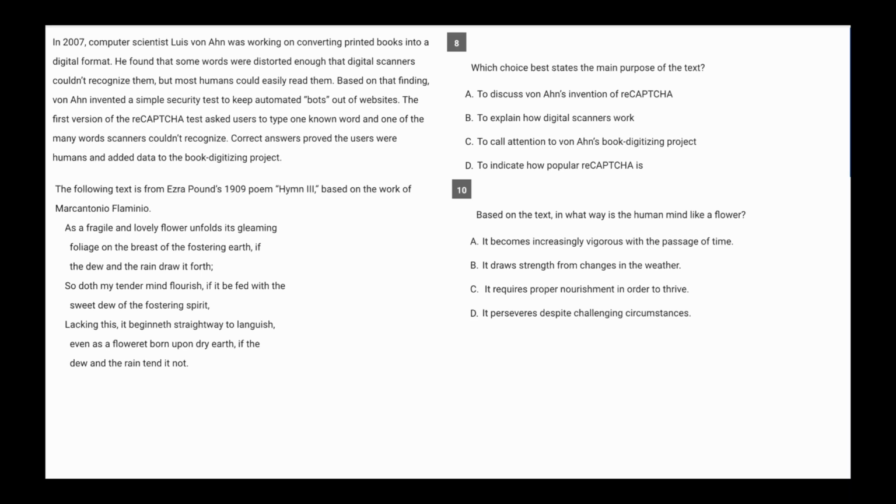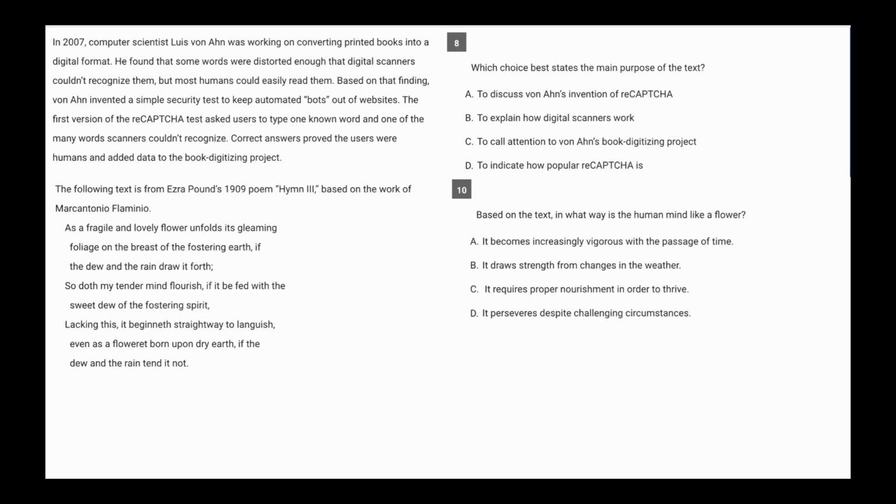As a fragile and lovely flower unfolds its gleaming foliage on the breast of the fostering earth. Now, I'll give you a small tip. A lot of people are overwhelmed when they see a lot of hard words in poems, and that's why a lot of people struggle with poems. They see these old fashioned words and they start panicking. Well, the truth is that I don't understand these words either. But that doesn't prevent you from understanding the overall meaning of the passage. So, just continue reading. Don't worry about these old fashioned words. Most of the time, you don't even need to know them to answer the question correctly.